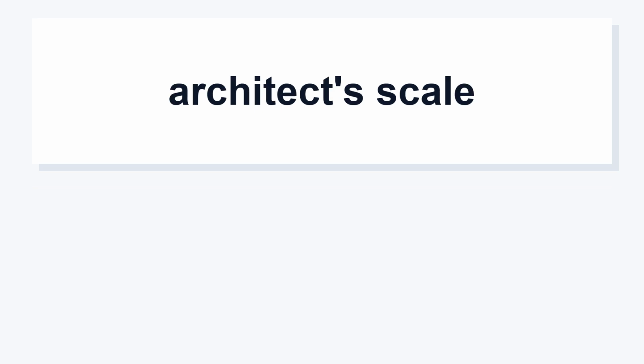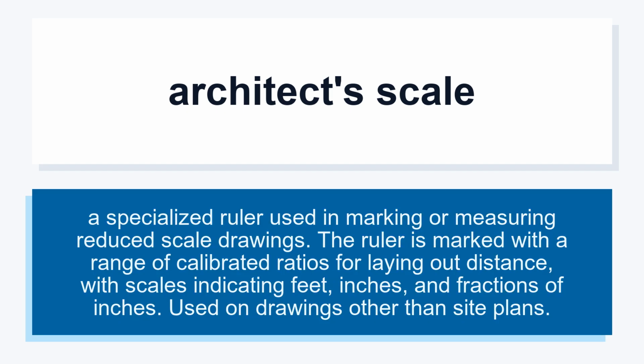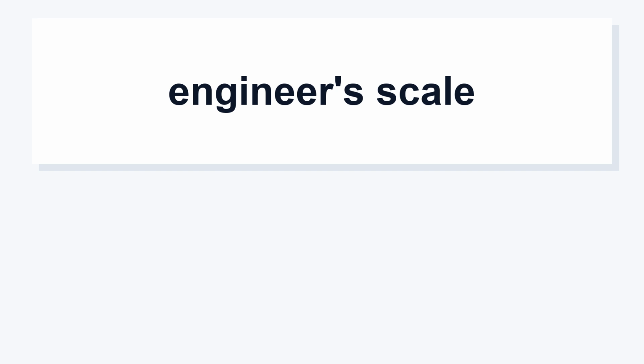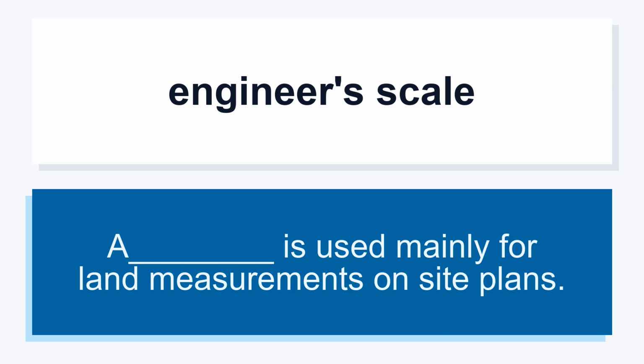Architect scale. A specialized ruler used in marking or measuring reduced scale drawings. The ruler is marked with a range of calibrated ratios for laying out distance, with scales indicating feet, inches, and fractions of inches. Used on drawings other than site plans. Engineer scale. A ______ is used mainly for land measurements on site plans.